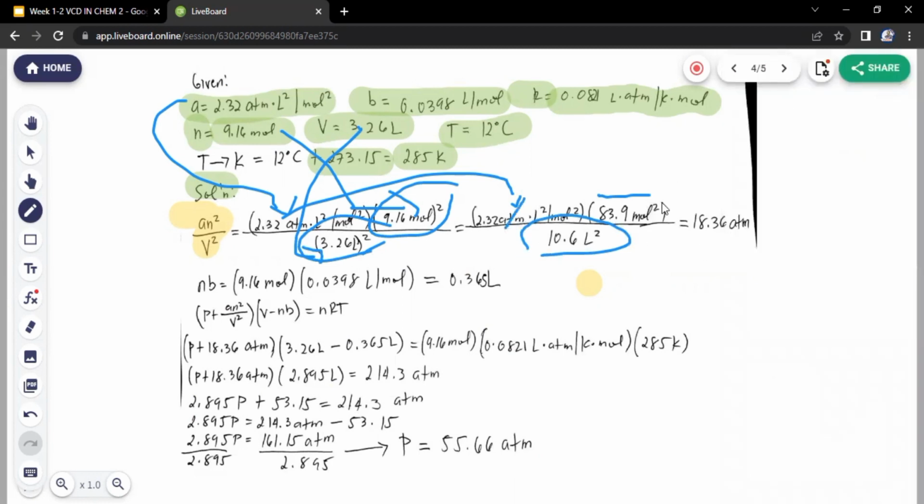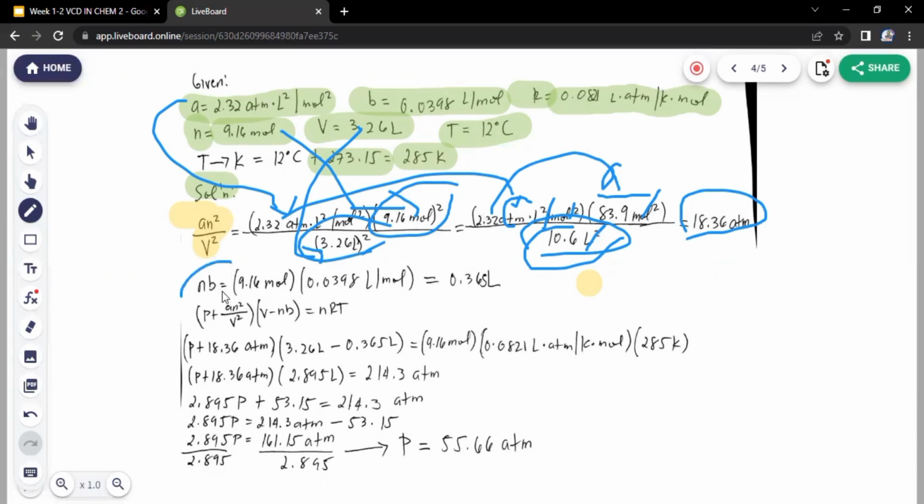Cancel the atm, I'm sorry, cancel the mole squared, cancel the liter squared. You will be left with the atmospheric unit. And then multiply 2.32 times 83.9, and then get the product of that, then divide the product by 10.63, you will have 18.36 atmospheric pressure. All right. Now, next thing that you need to do is find the value of your NB.